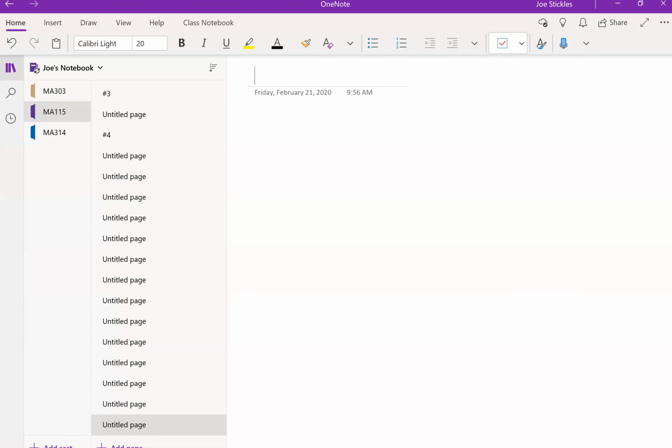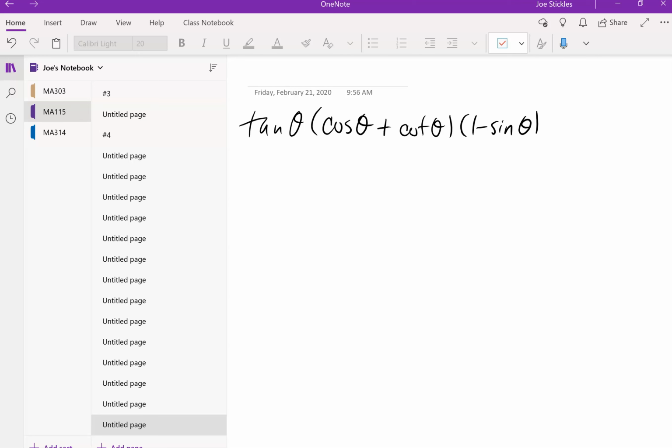All right. So let's just look at, I want to look at the third one real quick. Number 3 that's on here. So we have tangent of theta times cosine of theta plus the cotangent of theta times 1 minus sine theta equals cosine squared theta.